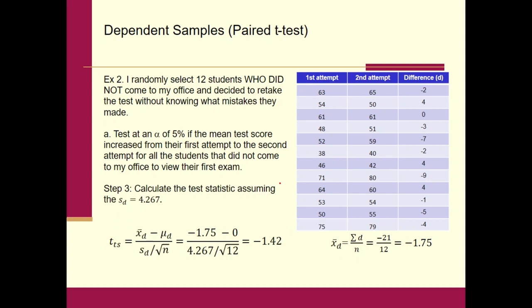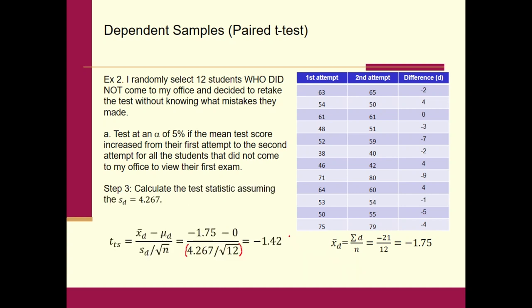Step 3, calculate the test statistic, assuming that the standard deviation of the D's turned out to be 4.267. So I went ahead and calculated the standard deviation of the D's already, gave you that. And so we fill in some values here. We got negative 1.75, minus 0. Again, I would put parentheses around here. Obviously, you do not have to do this calculation up here because it's minus 0. And remember, n, we had 12 people that I took a look at: 1, 2, 3, 4, 5, 6, 7, 8, 9, 10, 11, 12. So we had 12 natural pairings. So I came up with a negative 1.42.